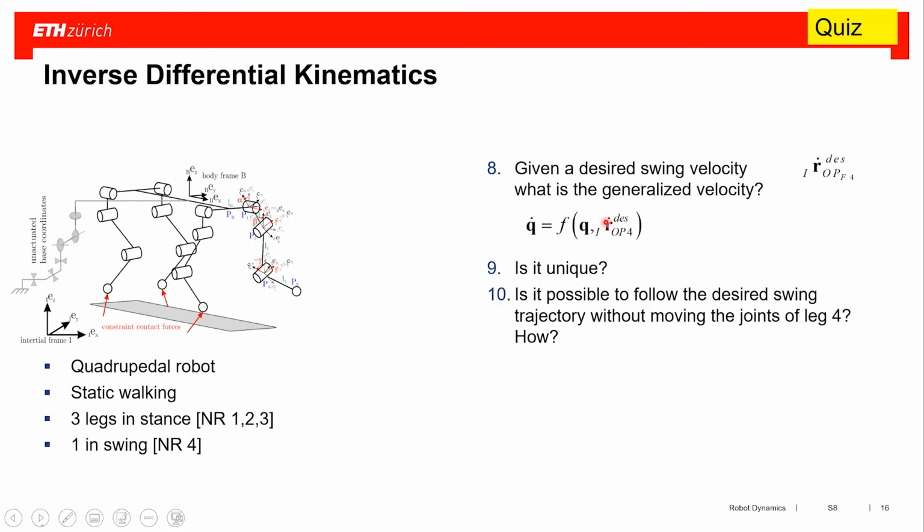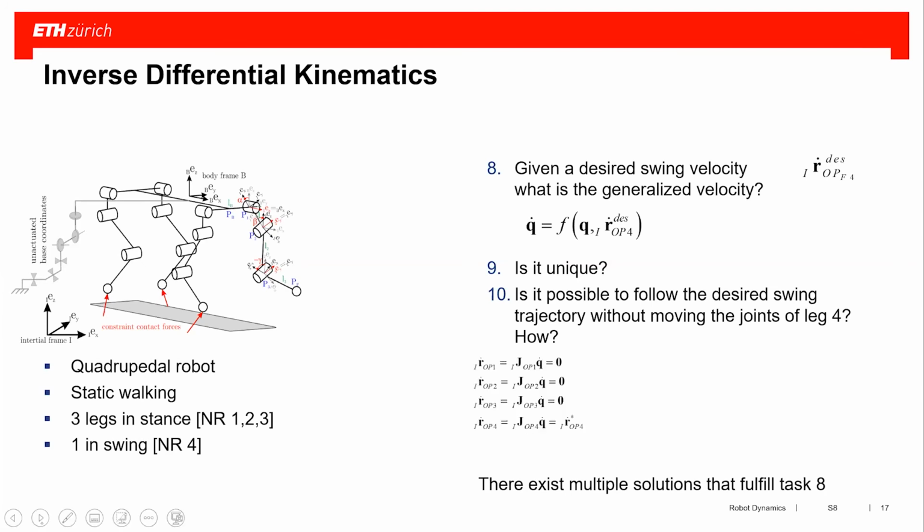Now, given a desired swing velocity, what is the generalized velocity? So we do just inverse differential kinematics, and then question if it's unique, and some question if it's possible to follow the desired swing trajectory without moving the joint of leg 4. So let's start with the first one.